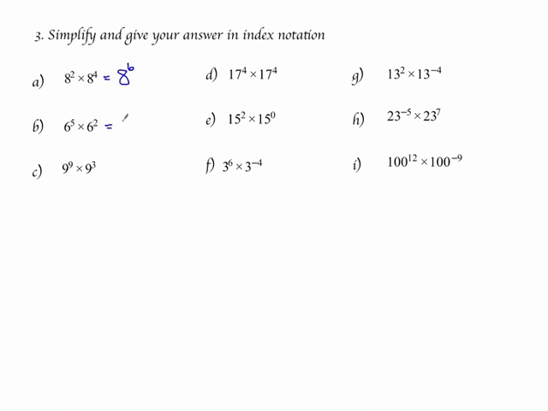So for B, we've got 6 to the 7. Three squared, because that's just 6, take away the 4. This one is 13, and then we've got 2 take away 4, which gives me minus 2.